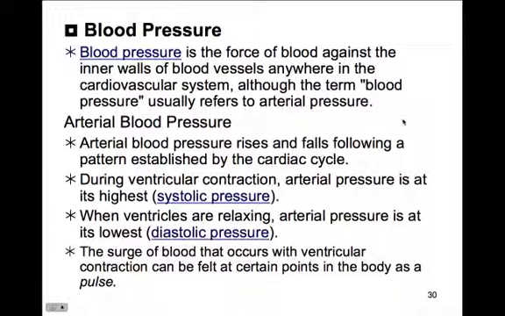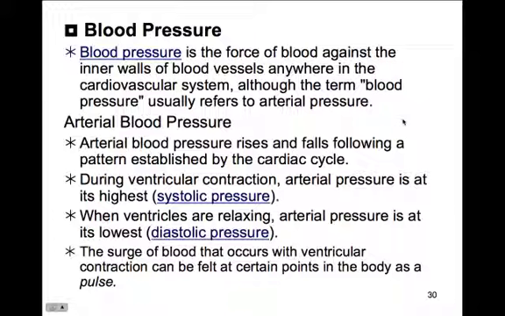The blood pressure and all the components that maintain it is key to this return. Blood pressure is the force of blood against the inner walls of the blood vessels, anywhere in the cardiovascular system, although the term blood pressure is usually used to refer to arterial pressure. The arterial blood pressure rises and falls following a pattern that's established by the cardiac cycle. During ventricular contraction, arterial pressure is at its highest.